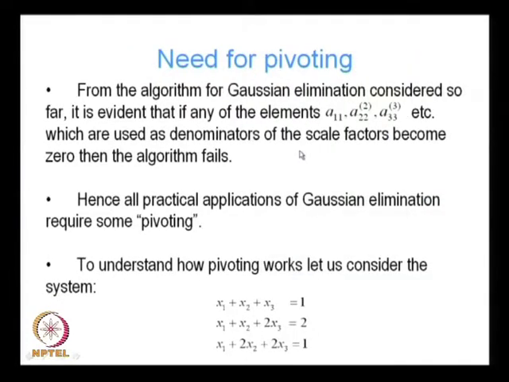From the algorithm for Gaussian elimination we have considered so far, it is evident that if any of the terms a11, a22, or a33, all of which are the pivots, the terms by which we normalize the equation, are 0, then our algorithm is going to fail. Hence, all practical applications of Gaussian elimination require some pivoting, because we cannot be assured that these terms are not going to be 0. To understand how pivoting works, let us consider a simple 3 by 3 system in 3 unknowns.